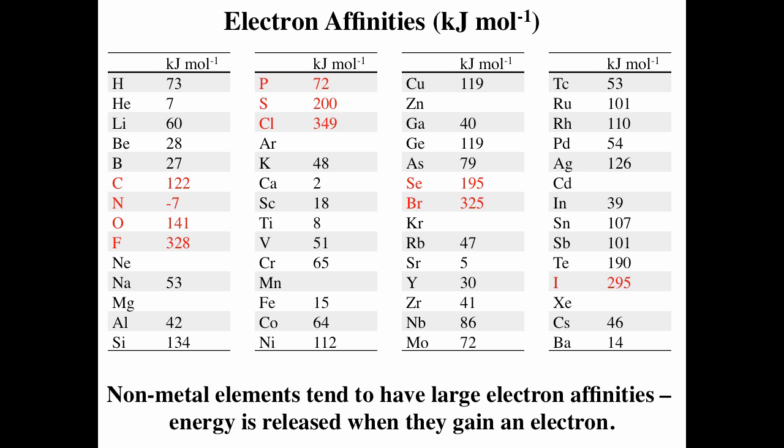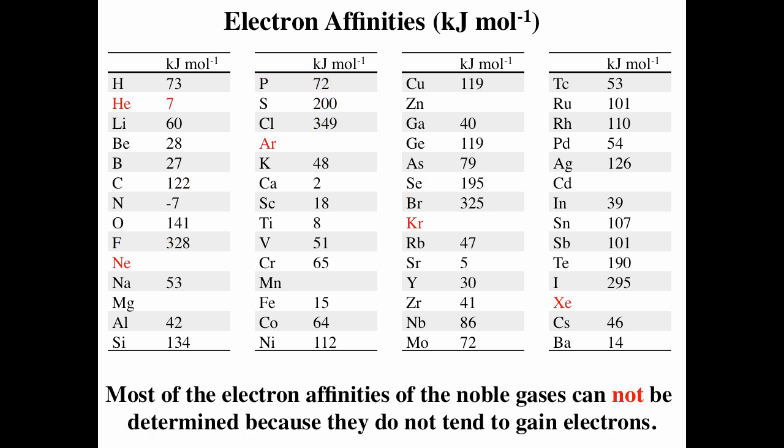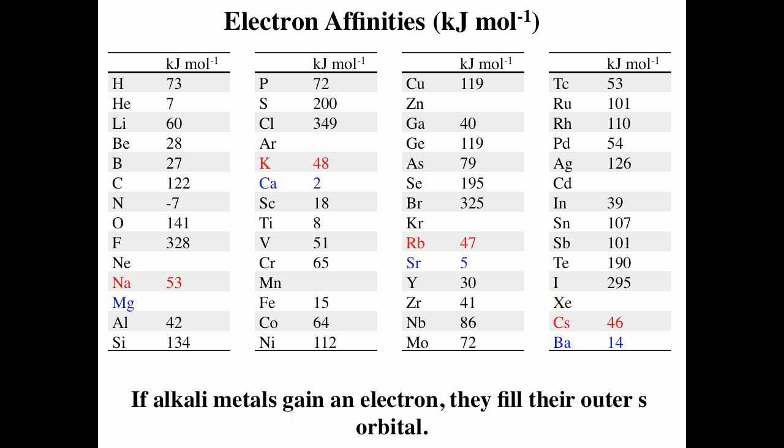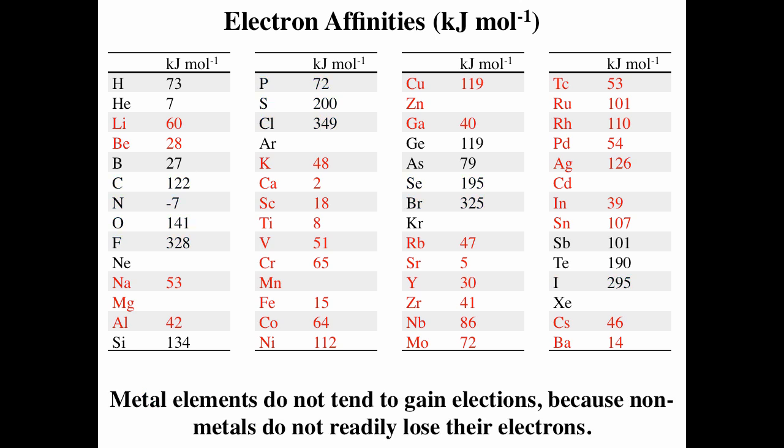Nonmetal elements tend to have large electron affinities, and so they want to gain electrons. Again, you'll notice that nitrogen is an exception to this because its half-filled subshell is extra stable. Most electron affinities in noble gases cannot be determined because they tend not to gain electrons. If an alkali metal gains electrons, they fill their outer s orbital, and so they actually have positive electron affinities. Nonmetals tend to have larger electron affinities than metals. Again, nonmetals tend to want to gain electrons. Metals tend to want to lose electrons.